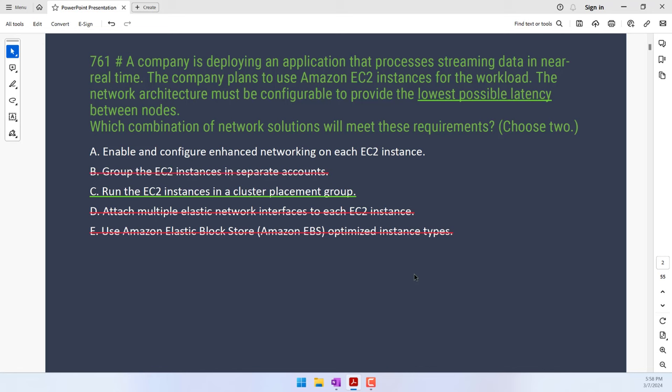Option one says enable termination protection for these EC2 instances. Well, what does termination protection do? It prevents an EC2 instance from being terminated accidentally. While this helps avoid accidental termination, it does not address the broader goal of improving recovery time for the system. If the instance fails or becomes unavailable, termination protection alone does not provide a mechanism for automatic recovery or failover. Hence, that's a goner.